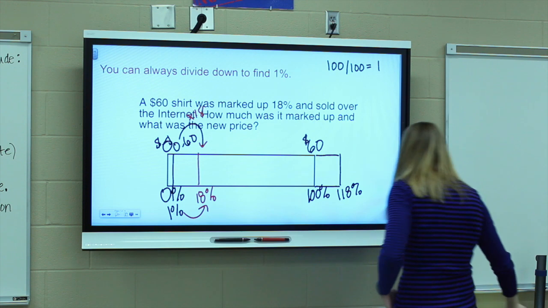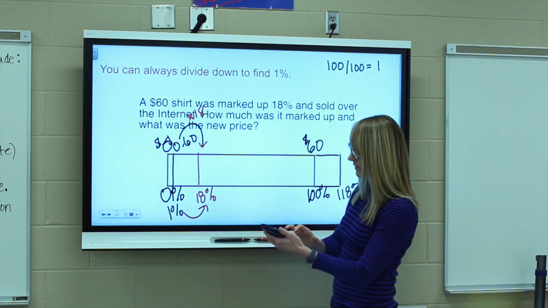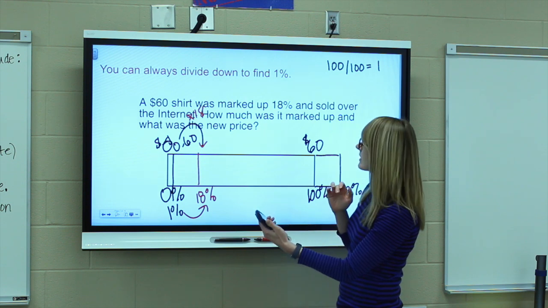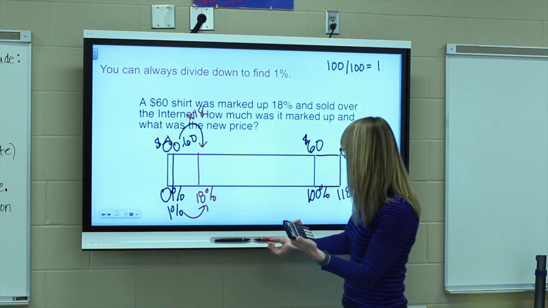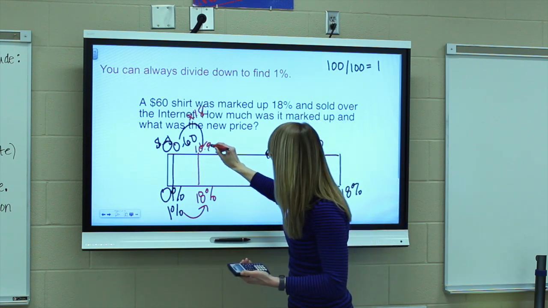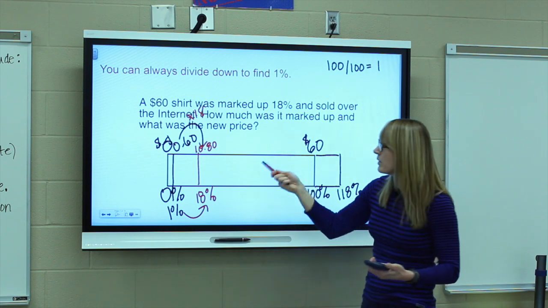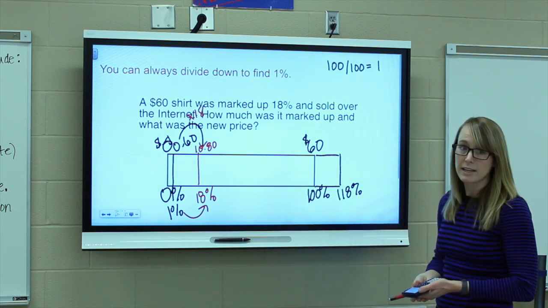So here's where I could grab my calculator. And I know that 0.6, 60 cents, times 18 equals $10.80. Okay, so I know that this shirt is going to be marked up by $10.80.